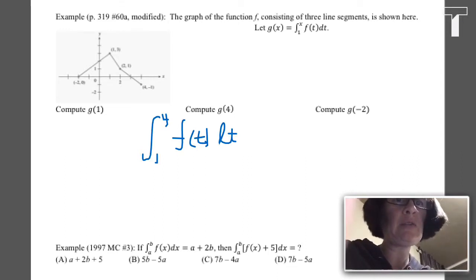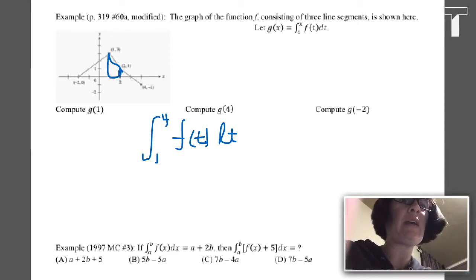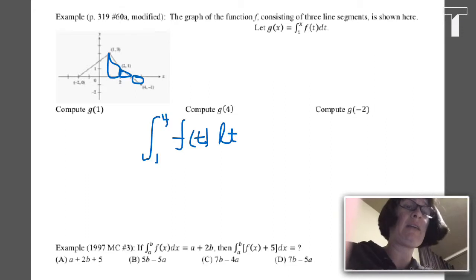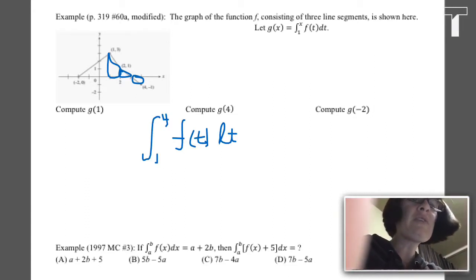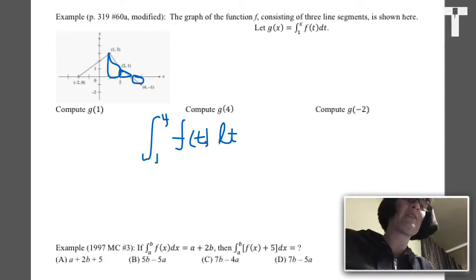So notice here, here's 1. That's going to be the area of that trapezoid plus the area of that triangle minus the area of that triangle, because that second triangle is underneath the x-axis. So it turns out that this triangle here and this triangle here, one's positive and one's negative, so they cancel each other out.